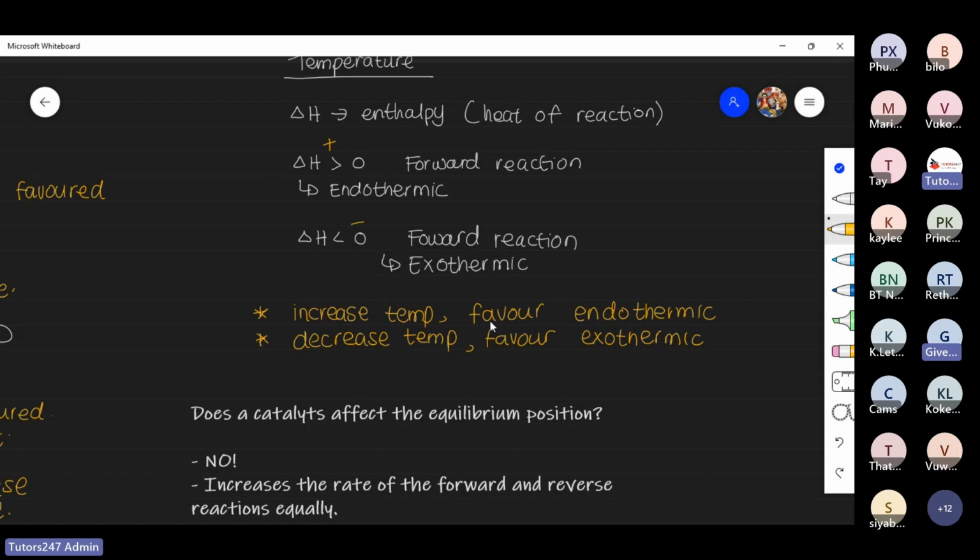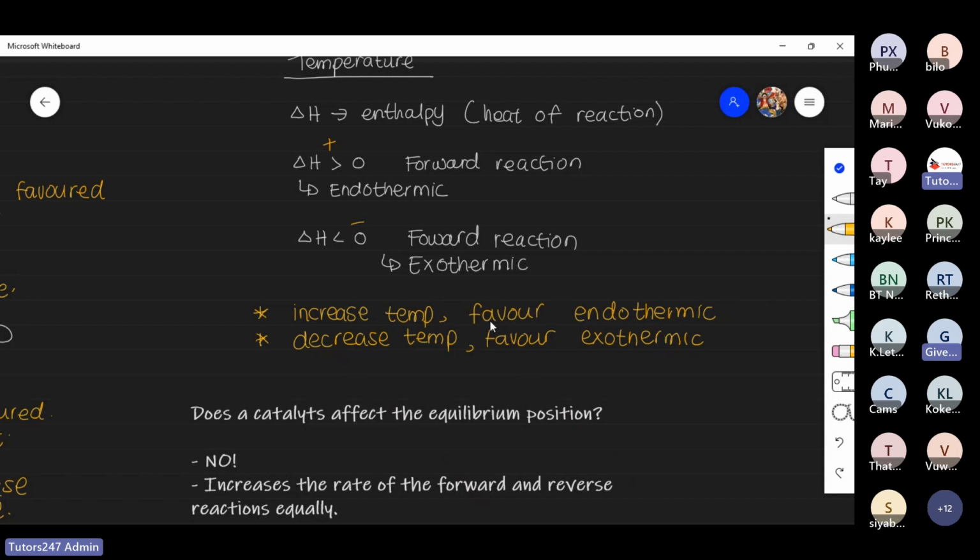If we favor the endothermic reaction, our surroundings are hot. The temperature's been increased. We're sweating now. So what do we want to do? Do we want the reaction that absorbs the heat energy, therefore making it cooler? Or do we want to release energy into the surroundings, making it hotter? We want to make it cooler, therefore absorbing the heat energy. So we are going to favor the endothermic reaction. So increase in temperature, endothermic.